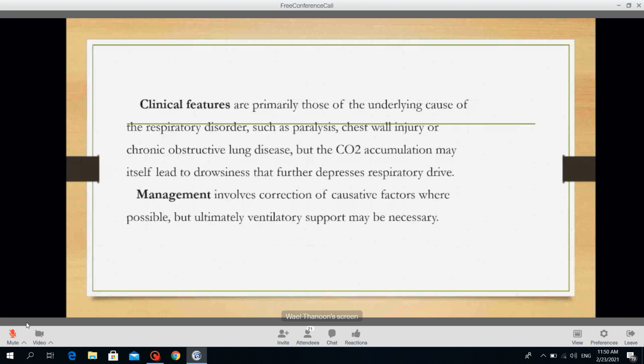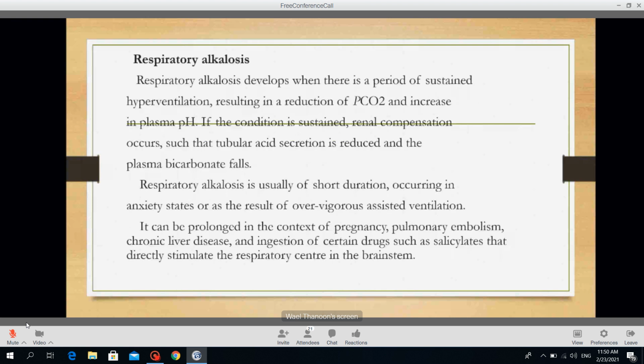The CO2 accumulation may itself lead to drowsiness and further depression of the respiratory drive, as we said. Management: we try correction of the causative factor where possible, and ventilatory support may be needed at the end.